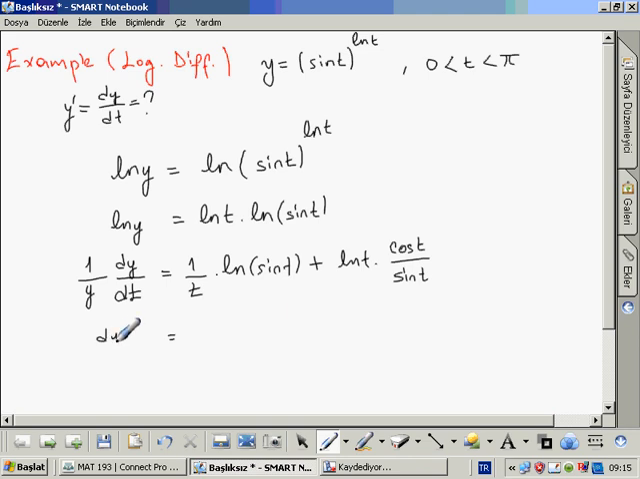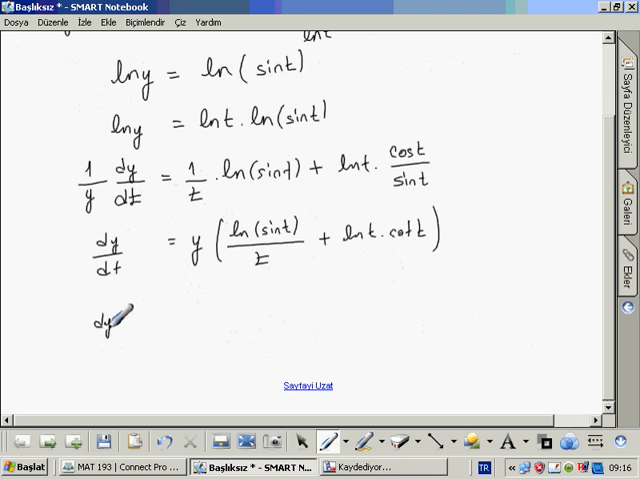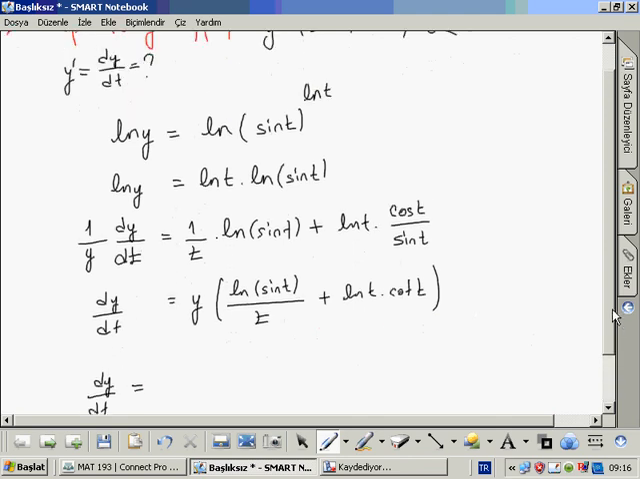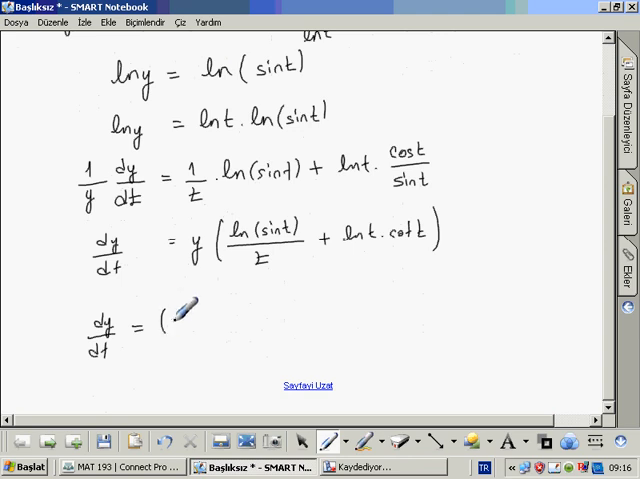After that we know ∂y/∂t equals y times ln of sine t over t plus ln t times cotangent t. So ∂y/∂t equals y, which was sine t to the ln t, times ln of sine t over t plus ln t times cotangent t. That's the solution of that example.